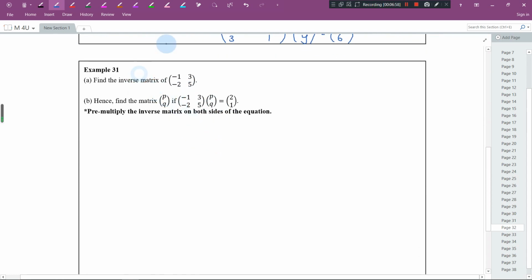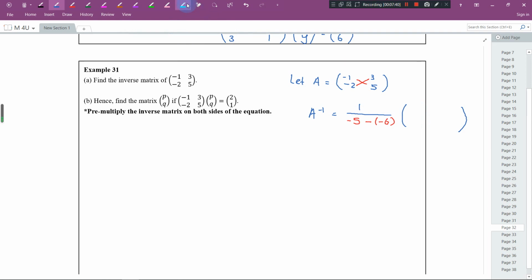Find the inverse matrix of this. I just let A be this matrix: negative 1, 3, negative 2, 5. The inverse matrix of A is 1 over negative 1 times 5, you will get negative 5, minus 3 times negative 2, you will get negative 6. Okay, so this is the determinant of matrix A.